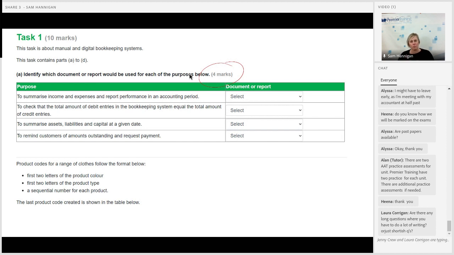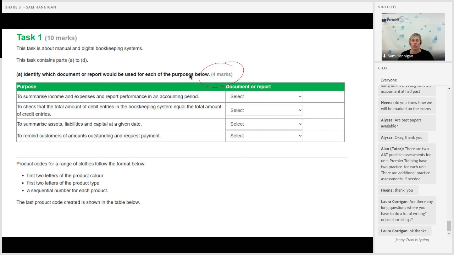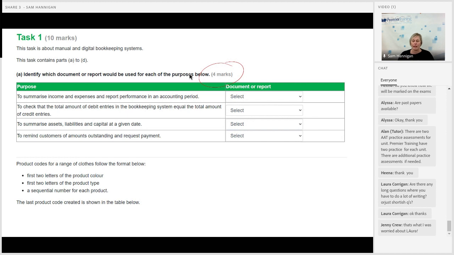So what I'm going to show you now, I'm going to show you a full paper. Okay. So this is a practice assessment off the AAT. Not going to go into a lot of detail. We're not going to work through all of it, I think we'll just touch on it.